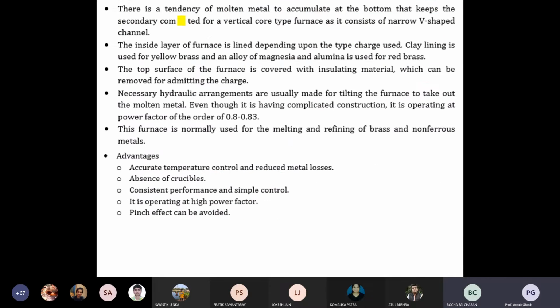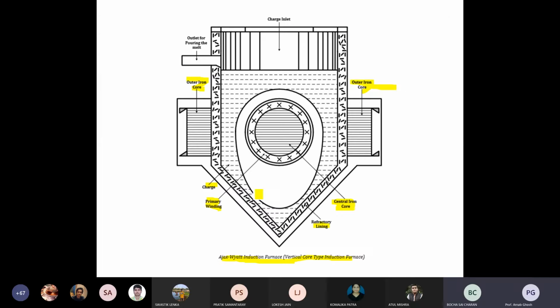There is a tendency for molten material to accumulate at the bottom, which keeps the secondary completed for the vertical core type furnace, as it consists of a narrow V-shaped channel. Here you can see the narrow V-shaped channel. The central iron core is there, charge inlets, and the refractory lining is there. These are all the primary winding, and the charge material here acts like a secondary winding.